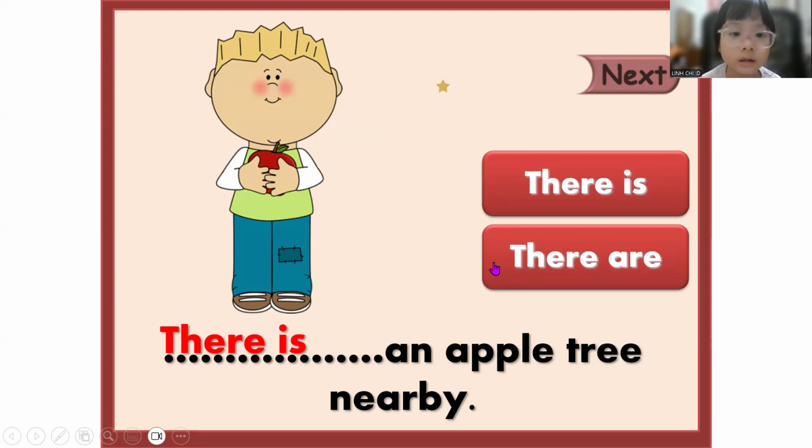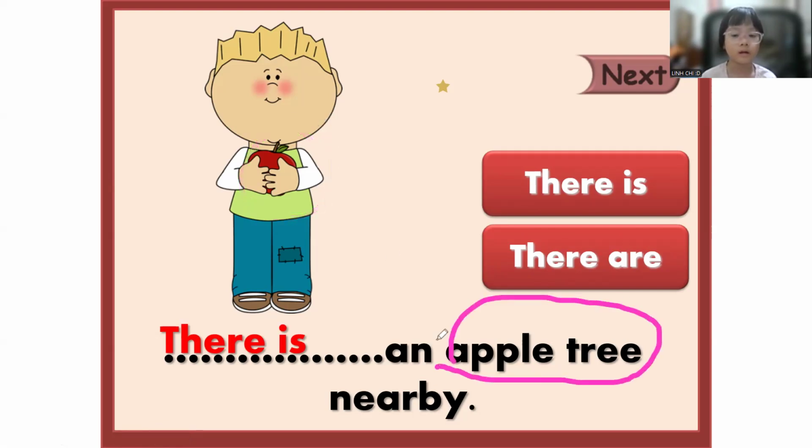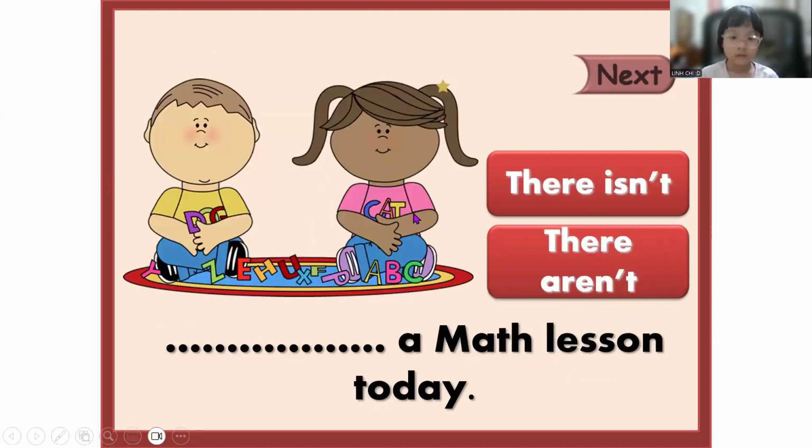Okay, now can you tell me why do we say there is? Because the boy has one apple. Yes, because the boy has only 1 apple, and also there is only 1 apple tree. All right. Now, what about this one, Mary?